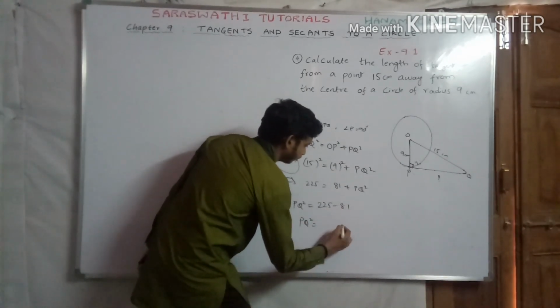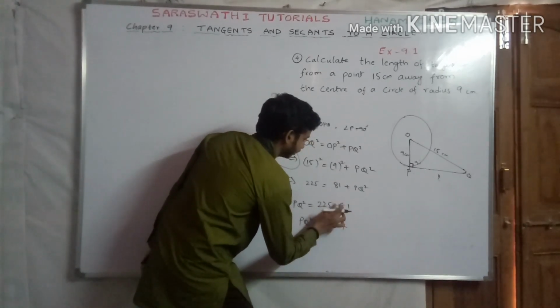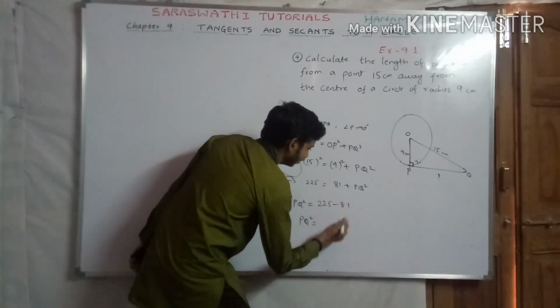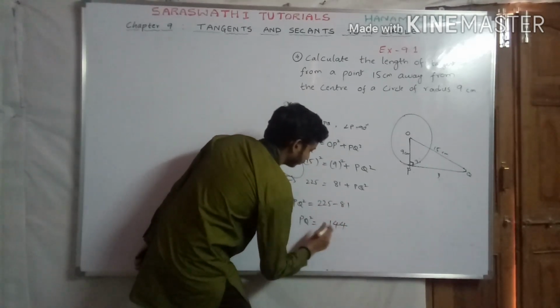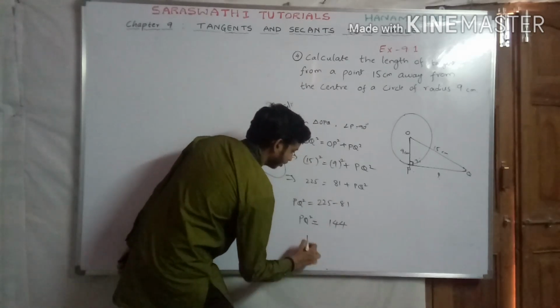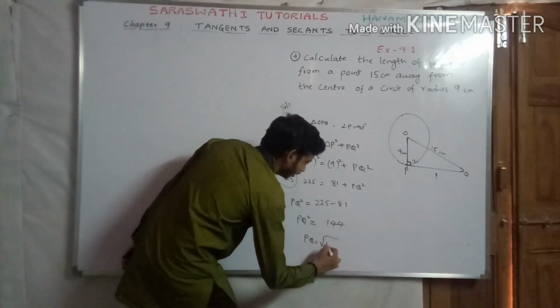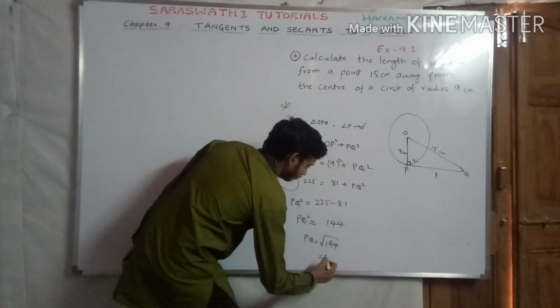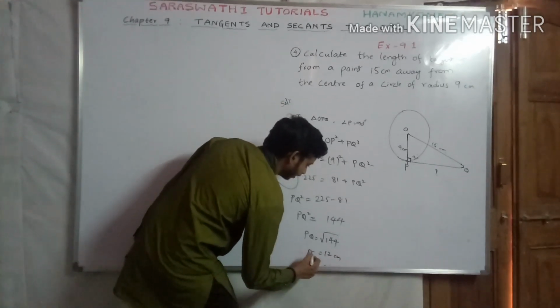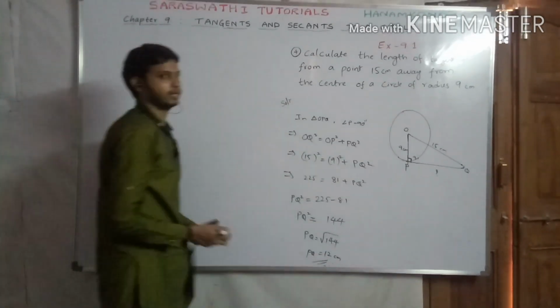So PQ square equals 225 minus 81. 5 minus 1 is 4. Again, 12 minus 8 is 4. Then 1, so 144. PQ square is 144, that means PQ equals the square root of 144, which is 12 centimeters. So the length of the tangent PQ is 12 centimeters. This is the answer.